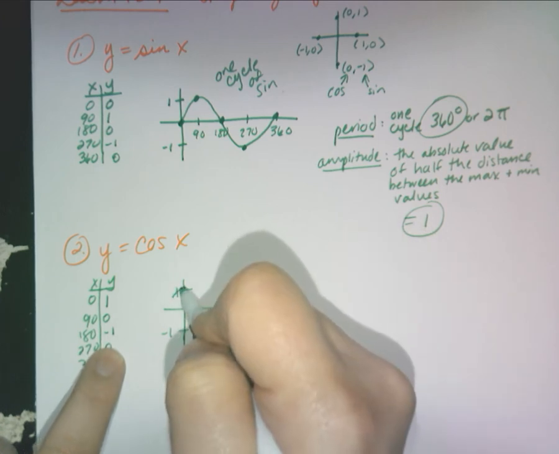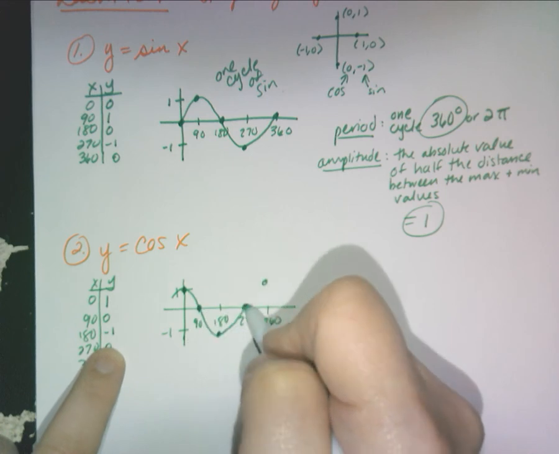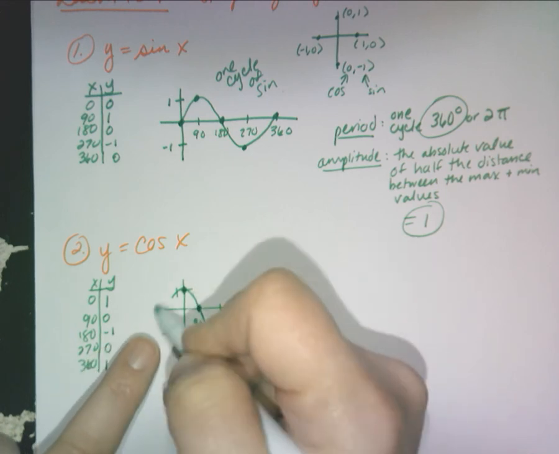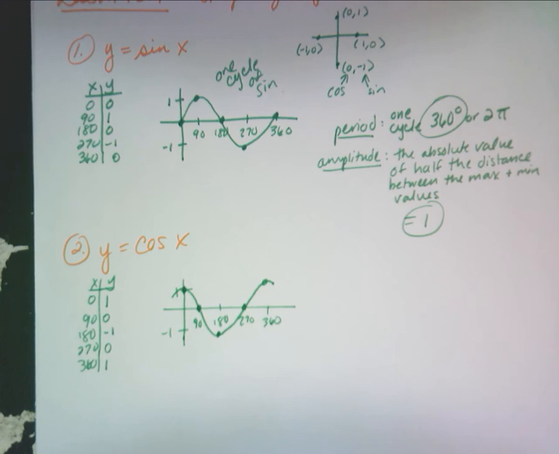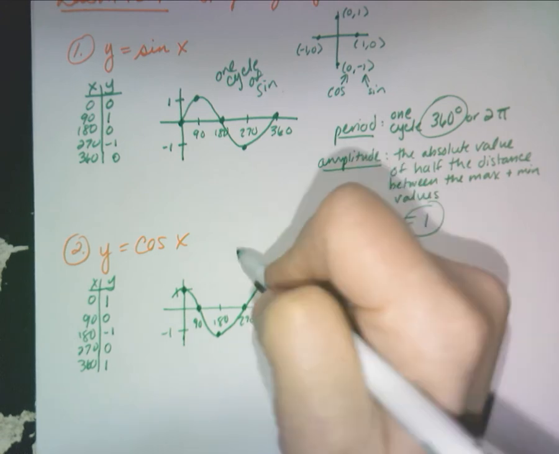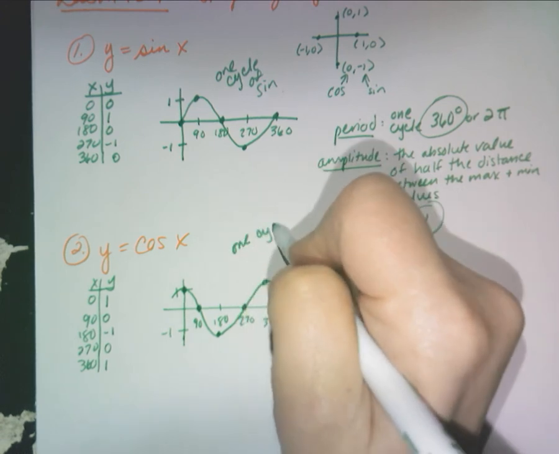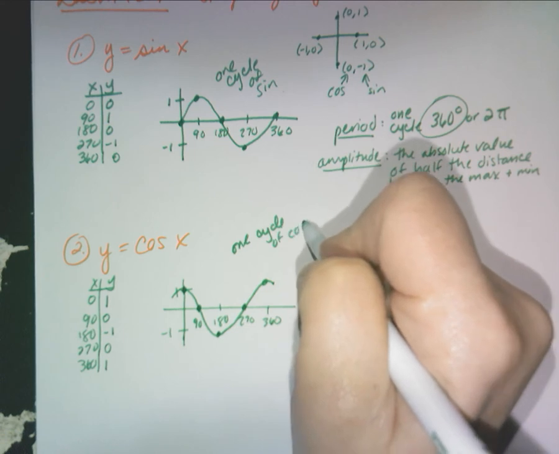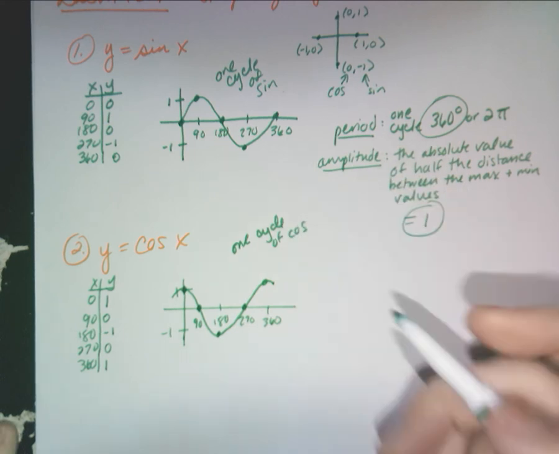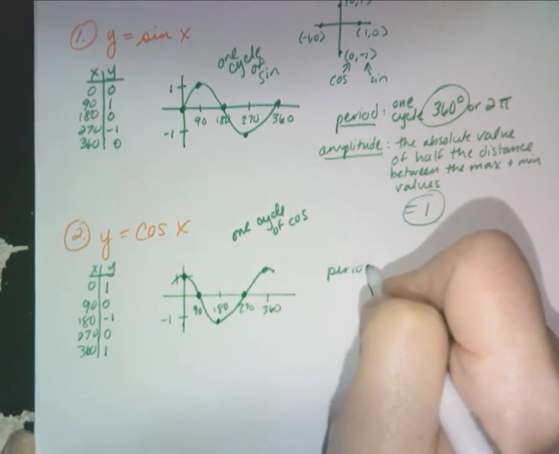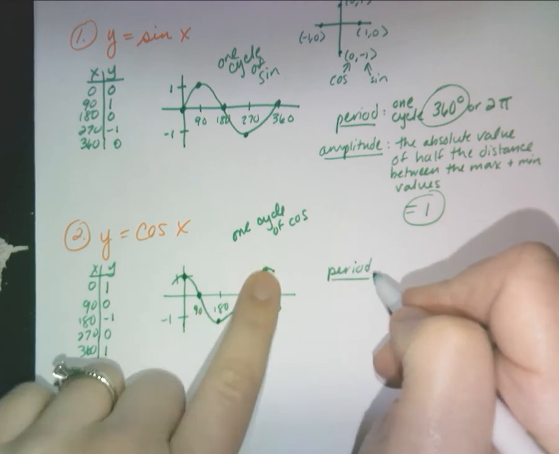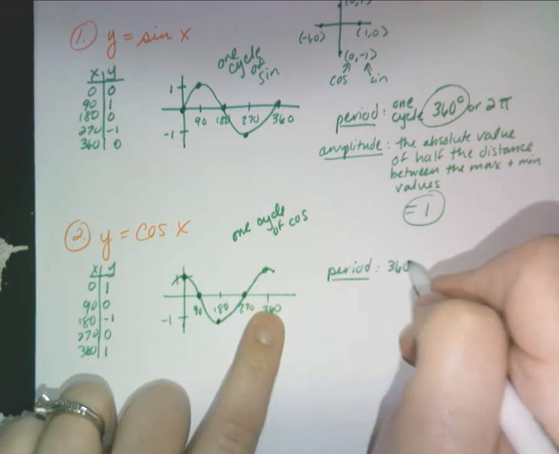And by the way, when you go to draw your cosine graph, you kind of make a little curve because it continues to go. We're just only drawing the one cycle of it. Again, this is one cycle of cosine. Its period would still be 360 because this is one cycle, or 2 pi.